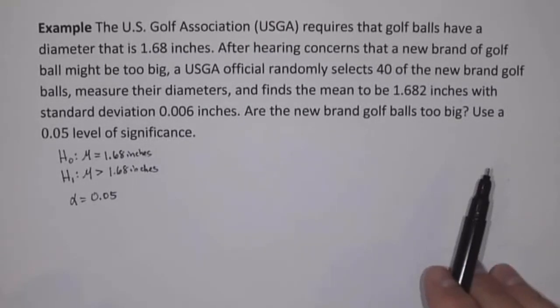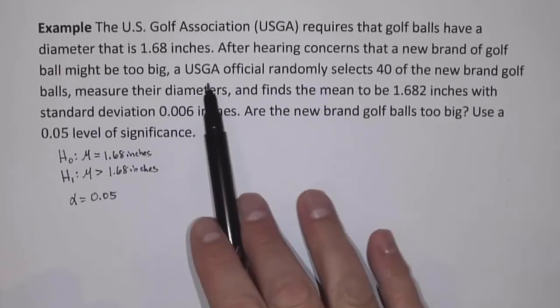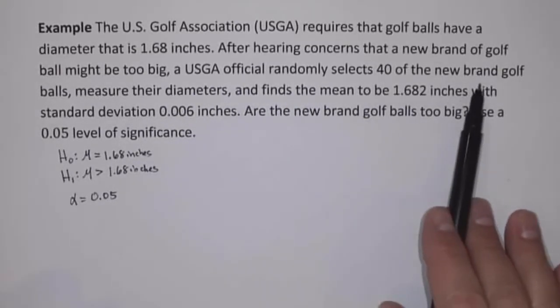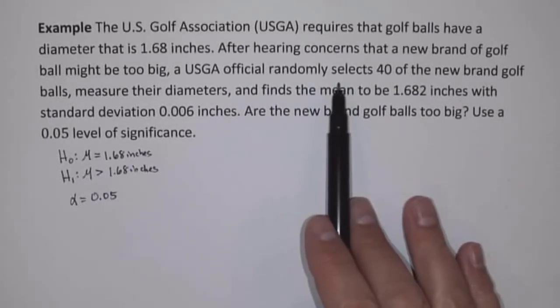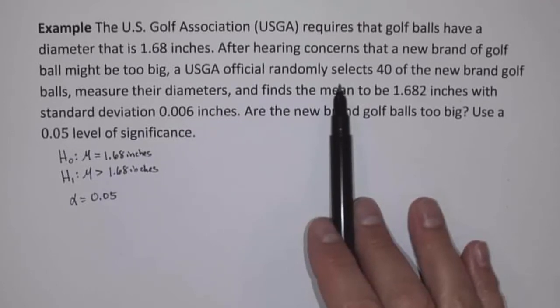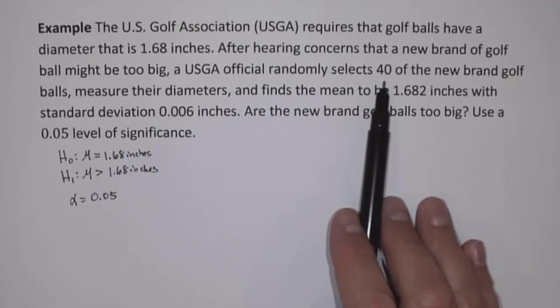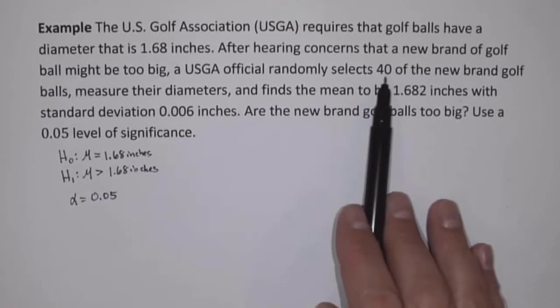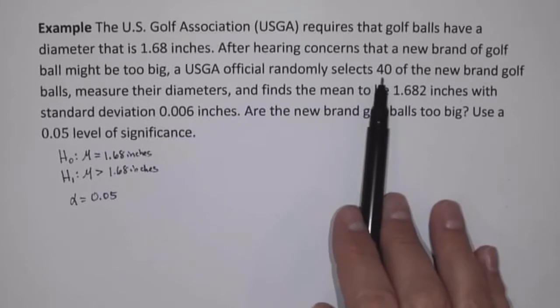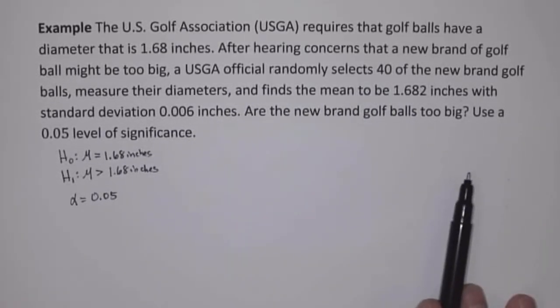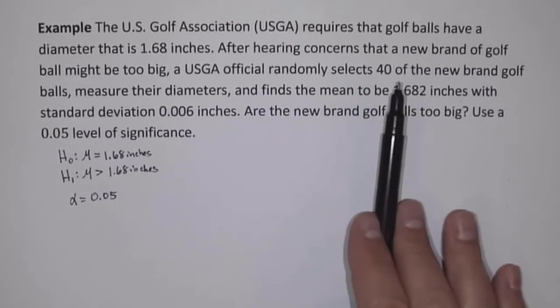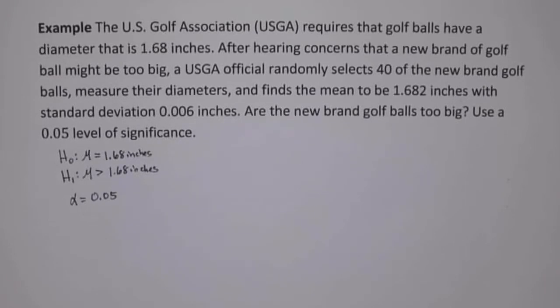So do we meet the conditions? Well, we need randomness. So it says here that the USGA official randomly selected 40 of the new golf balls, and so we do have randomness based on that statement. We need to have independence, so our sample size needs to be less than 5% of the population. Well, clearly 40 is less than 5% of the population. And we need to have a normal distribution underlying this so that we can use the t-distribution as the model. Well, we have a sample size of 40, which is 30 or bigger, so we meet that condition. So we meet our three conditions which we need to be concerned about. We have randomness, we have independence, and we have an underlying normal distribution that allows us to use the t-distribution. So we're good to go. We can conduct this test.